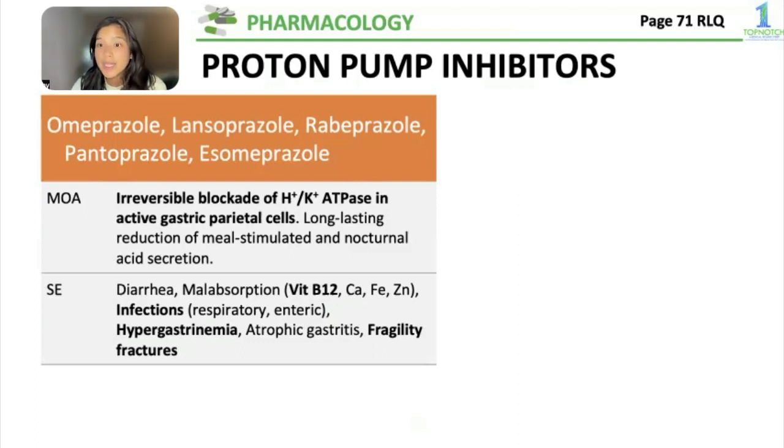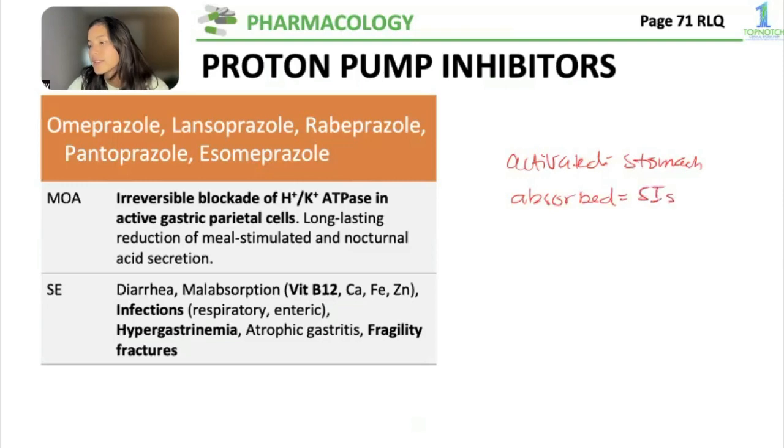Now, I mentioned that the PPIs are activated in the stomach. Where are they absorbed? They are not absorbed in the stomach, they are absorbed in the small bowel. So again, activated in the stomach, absorbed in the small intestines. Okay, so that's important to note. Please take note of that.